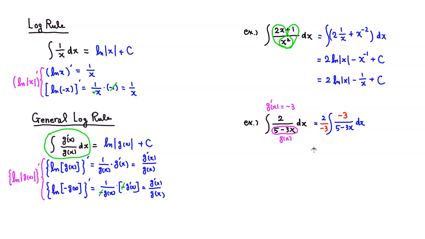So you have negative 2 over 3, which is just a constant. Here we have g prime of x over g of x, so you have the natural log of the absolute value of 5 minus 3x, just following the general log rule, and then plus some constant c. That's it. I hope that this was clear.